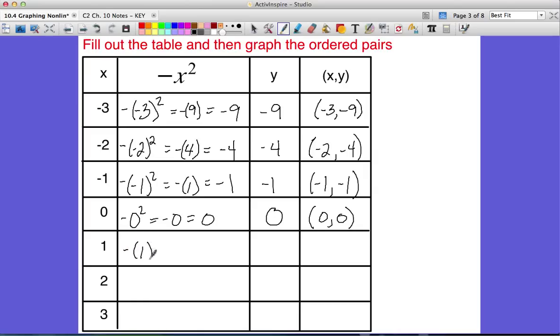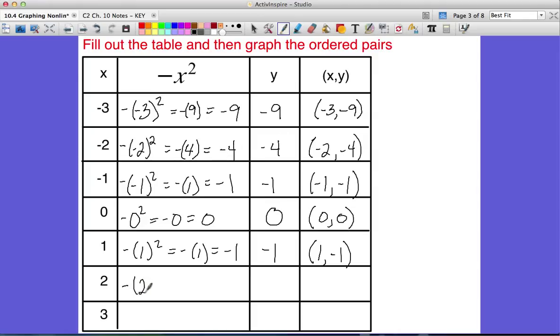The opposite of 1 squared is equal to the opposite of 1, which is equal to negative 1. So we have an input of 1 and an output of negative 1. So this is where you can start to see that your equation is nonlinear because you got the same output for a different input. Whenever you see your outputs repeating, you automatically know that this is a nonlinear equation.